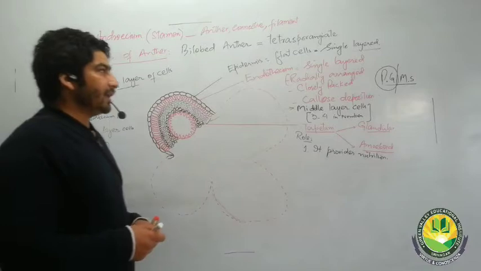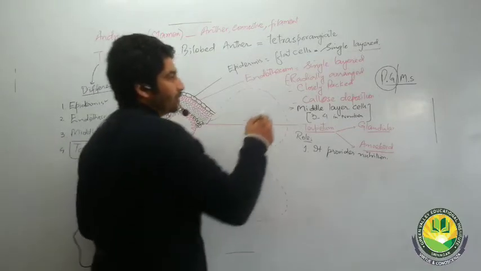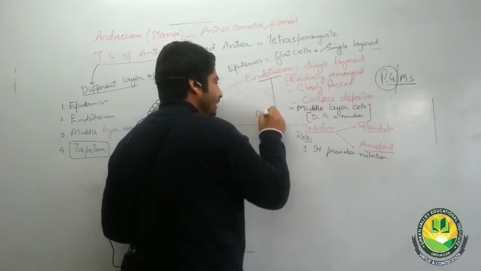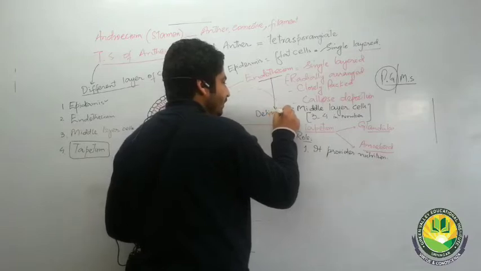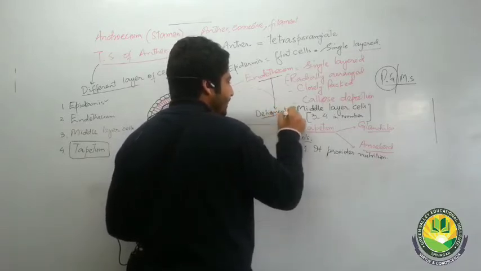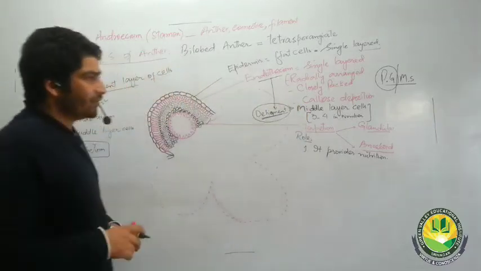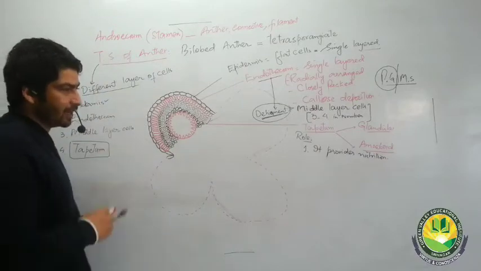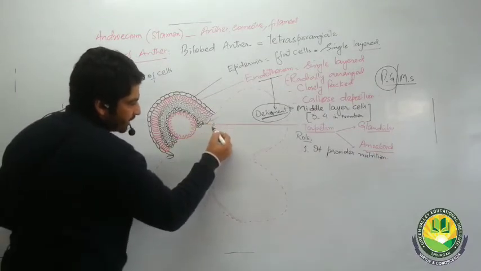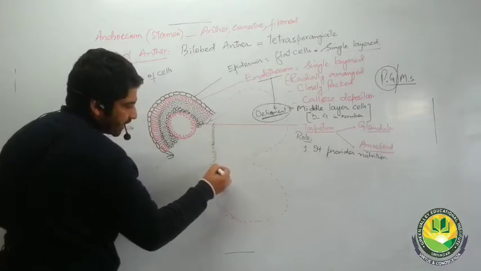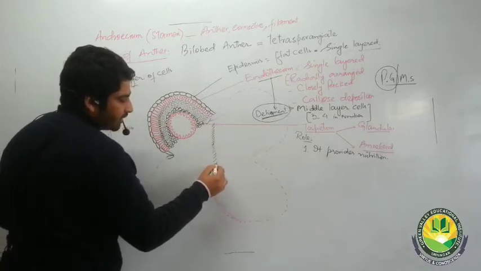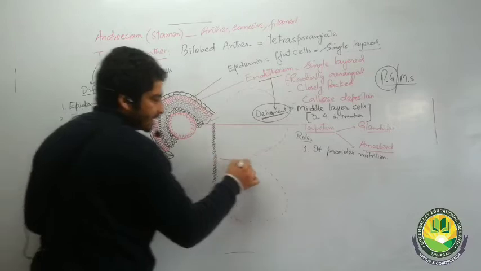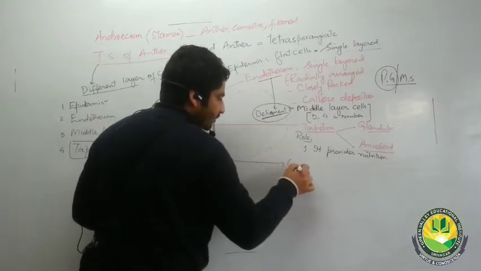Important thing is, when the anther dehisces, this is the layer endothecium which actually dehisces. That means the dehiscence of the anther takes place, but this is the layer which gets dehisced or liberated. Now, inside of this, there is a region that is the connective. This is the connective, by which the anther gets attached with the filament.